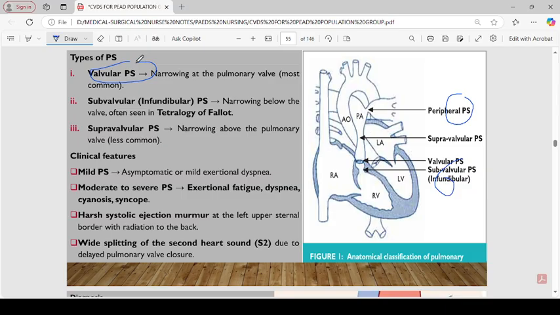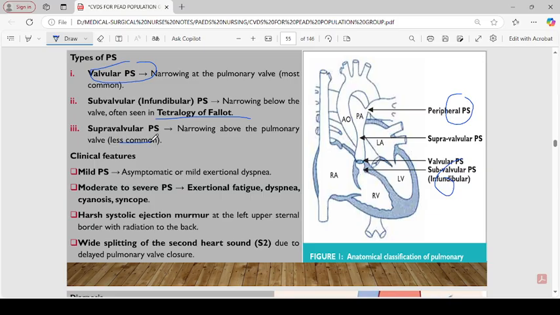Subvalvular or infundibular pulmonary stenosis results from narrowing below the valve, often seen in tetralogy of Fallot. In supravalvular PS, the narrowing is above the pulmonary valve. This is less common. So patients are usually asymptomatic or present with mild exertional dyspnea for mild pulmonary stenosis.